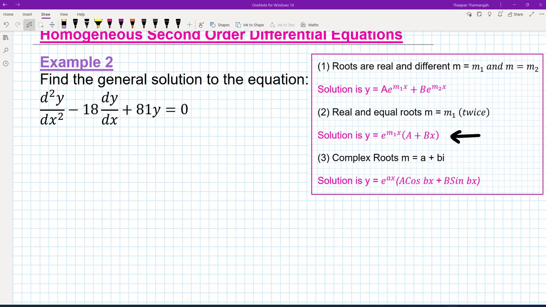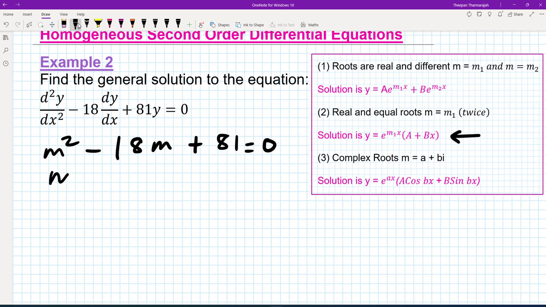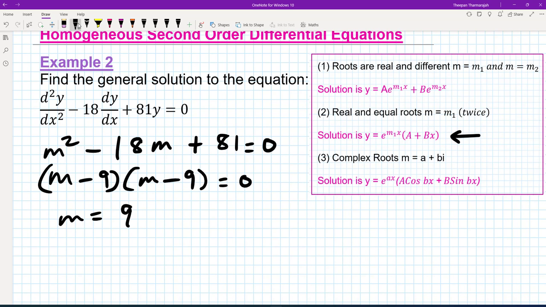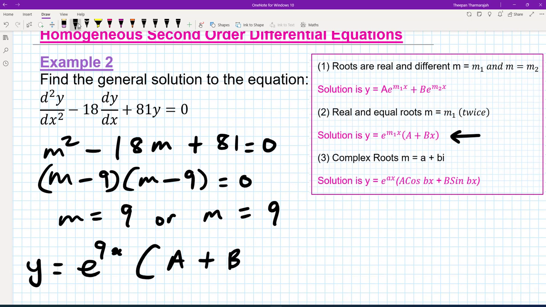Here's a question for you to try. You can pause the video, and when you're done, I will go through my worked solution. Okay, welcome back. So we're going to do m squared minus 18m plus 81 equals 0. So then we solve our quadratic. We get (m minus 9)(m minus 9) equals 0, so we get repeated roots, m equals 9 or m equals 9. So it takes this form, y equals e to the 9x times (a plus bx).